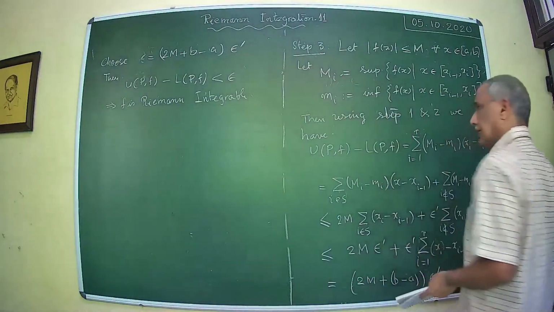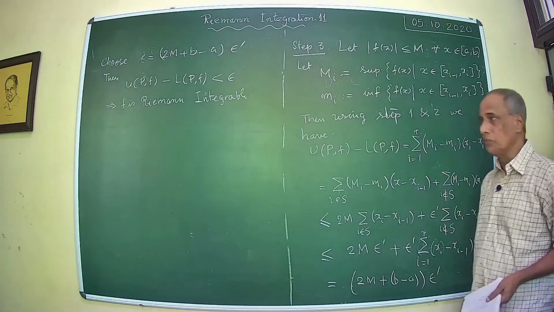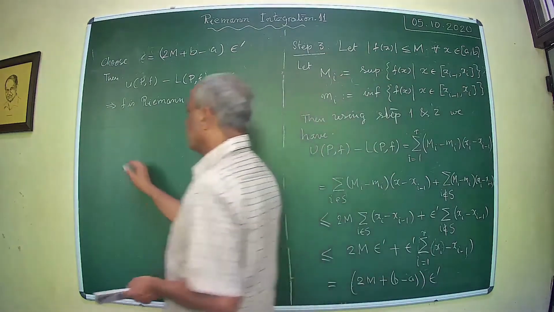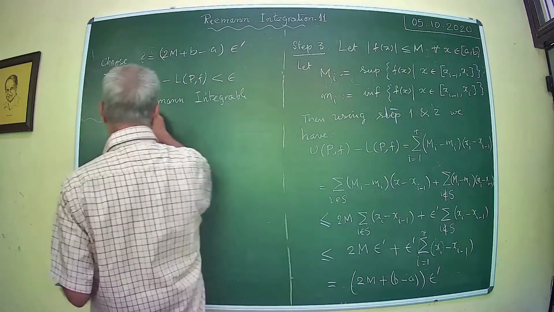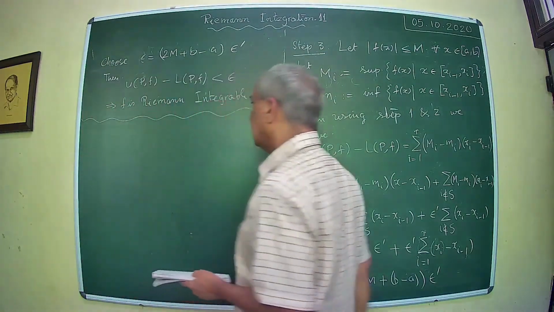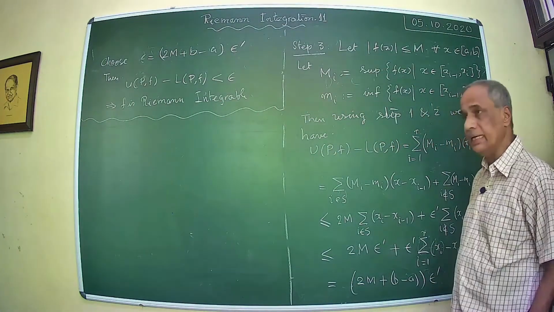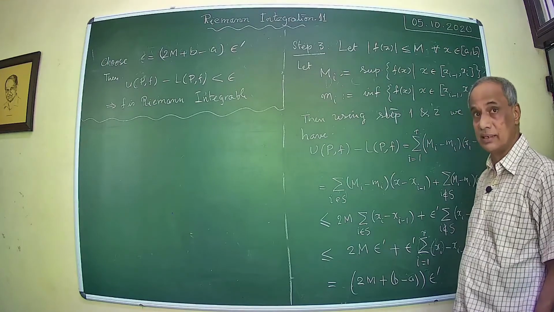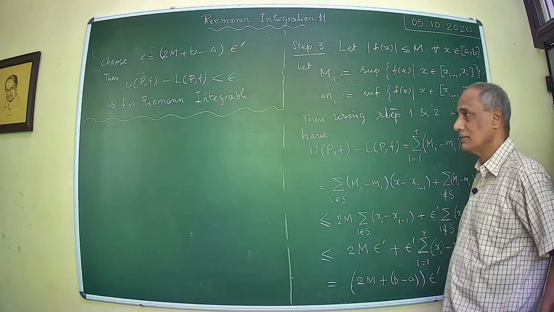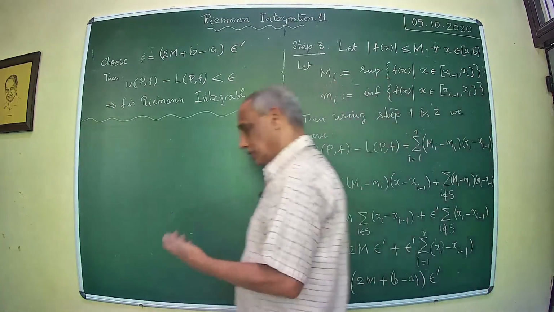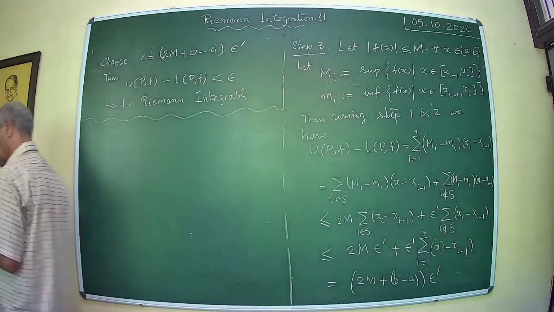Now just review the whole proof and see where exactly we have used the fact that D is a null set. Okay? So that's how you critically look at this problem.